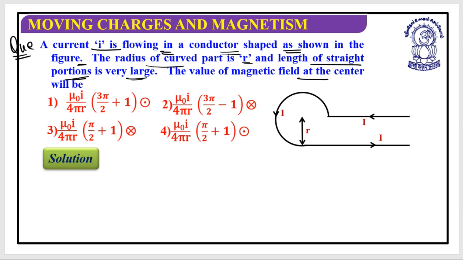So what I need to do is divide this into different segments. The first is this circle, which covers three-fourths of the circle. This is the second segment, and this should be the third segment. I need to find the magnetic field due to each one, and then go with the vector law of addition by finding out the direction due to each. So let's work one by one.